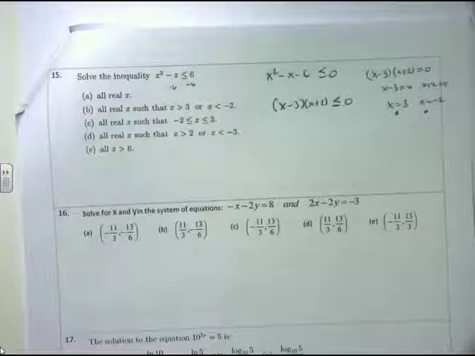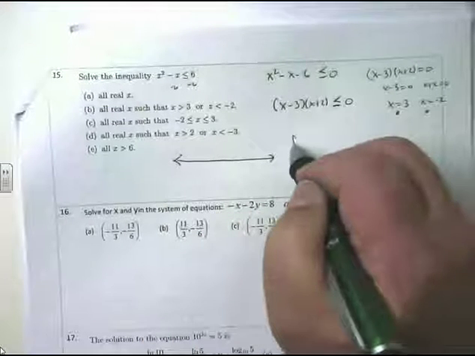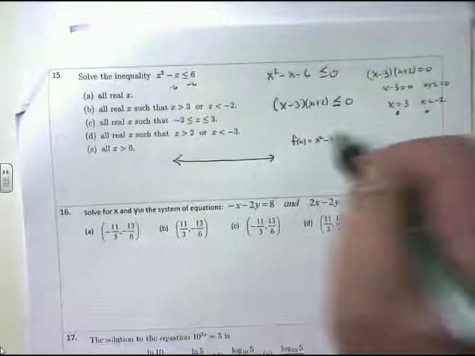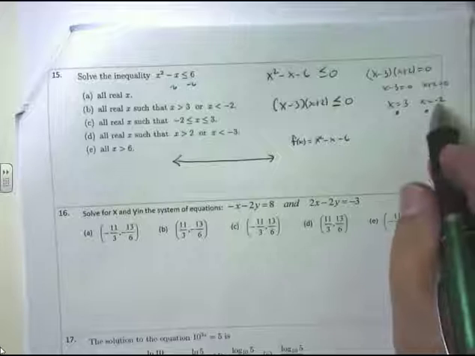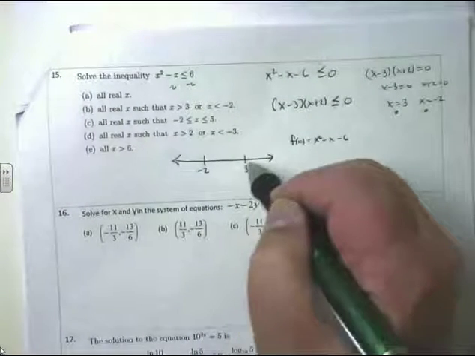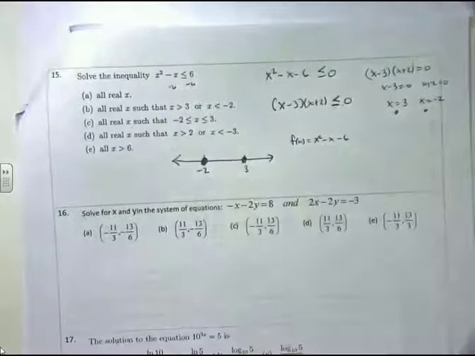Okay. The next thing I'm going to do is draw my number line, where my function is this x squared minus x minus 6. I'm going to put these numbers in order. Negative 2 is the smallest because it's negative, and positive 3. So positive 3 is on the right, negative 2 is on the left, and I'm going to put little filled in dots to remind me to include these guys.